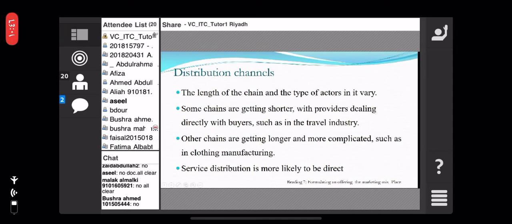For example, you want to reserve a room. You are going somewhere, let's say from one city to another city. So you will just switch on your computer, open the hotel website, and do the reservation. So this is basically service distribution. Service distribution is more likely to be direct.